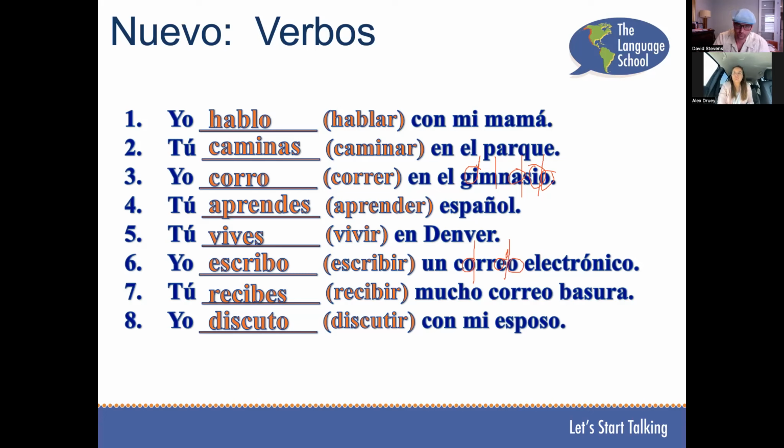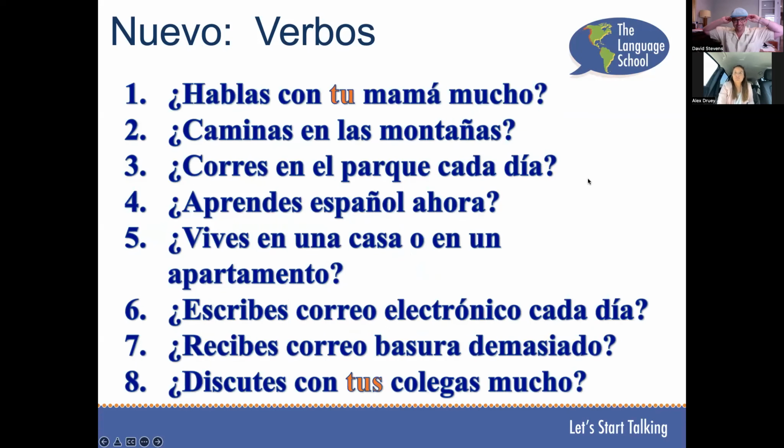Correo. Okay. But remember your vowels, because you're still a little shaky with your vowels. So what are they? A, E, I, O, U. A, E, I, O, U. Was that helpful? Yes, very. Thank you. Okay, bien. ¿Hablas con tu mamá mucho? Hablas con tu.